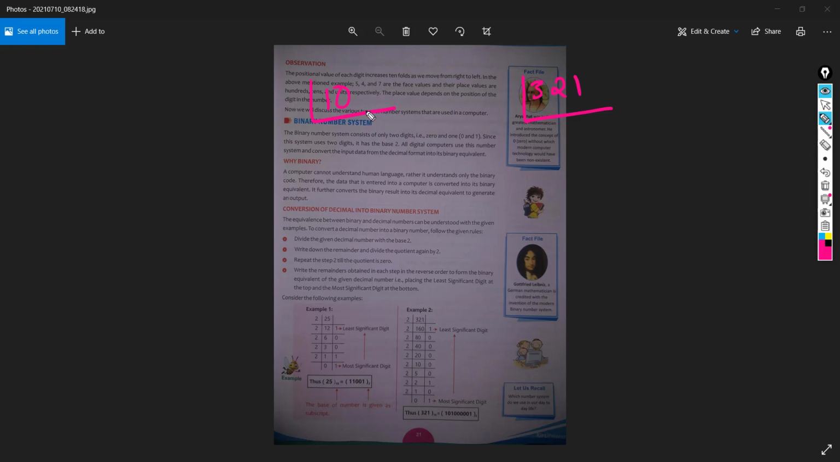So we need to follow some steps. Which are the steps to follow? The first step is to divide the given decimal number by the base 2. Why are we dividing by the base 2? Because the base of the binary number system is 2.